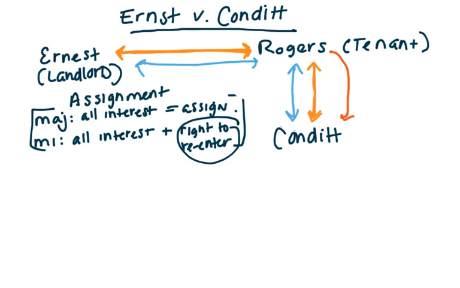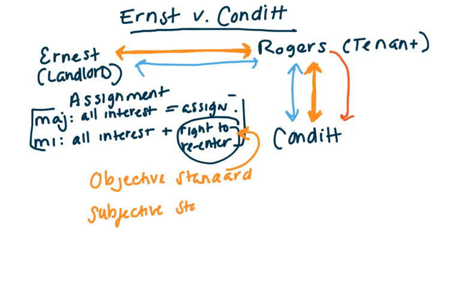Plus, the amendment, the contract that assigned everything to Condit, did not contain an explicit right to reenter. So if we had used an objective standard, even if we were in a jurisdiction that defined assignment in this way, we still would have met the requirements. But instead, this court uses a subjective standard, where they look to see whether it was Rogers' intention to retain the right to reenter. So they try to figure out what the intent was as to retaining the right to reenter.